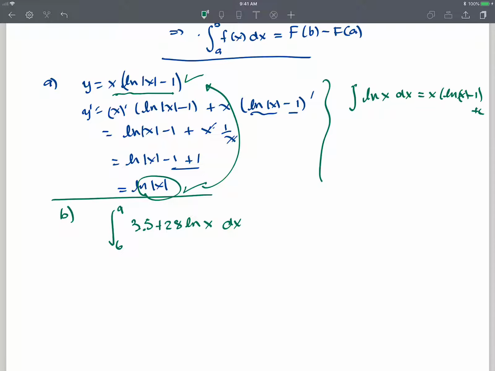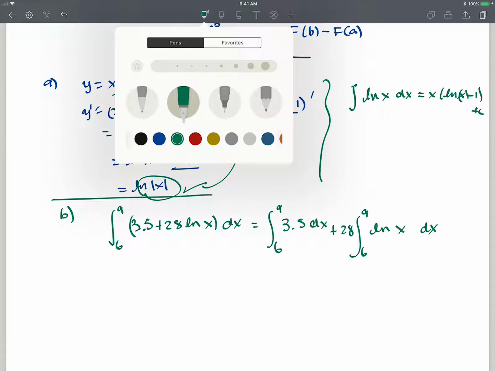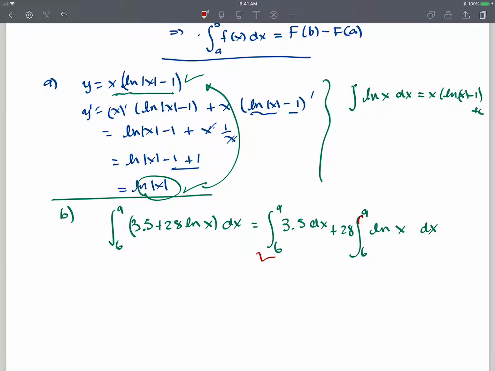This is not easy because, first of all, you can break it up like this. I can do the integral from 6 to 9 of 3.5 dx plus the integral from 6 to 9. In fact, I can put the 28 outside. I'm just writing it so we can see how this relates to the top. This first one is a piece of cake, fairly simple. The problem is this part. This is the one we don't know how to find the antiderivative of: natural log of x.